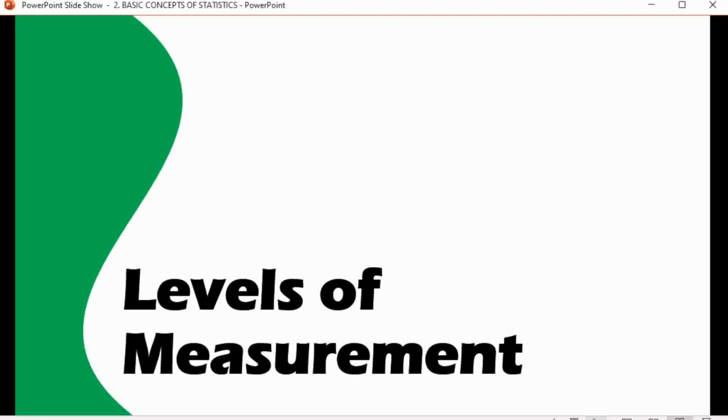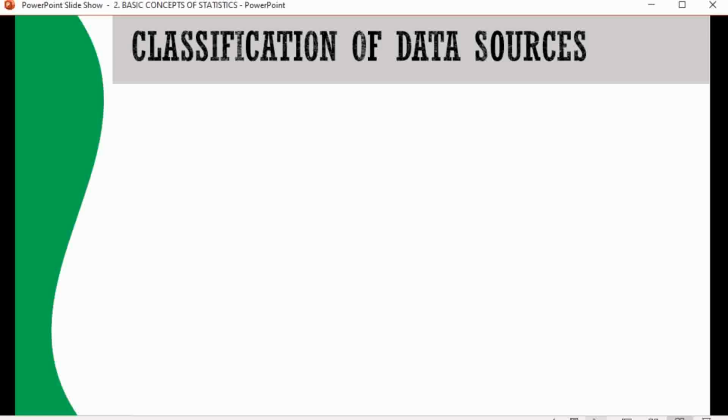Levels of measurement. This is also a very important aspect in the study or in research because we have to know what type of levels there are for us to effectively distinguish what specific statistical tool we should employ. But beforehand, we need to know our data first. The classification of data sources.